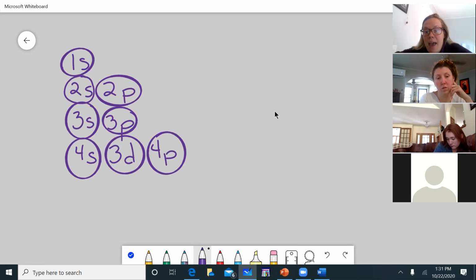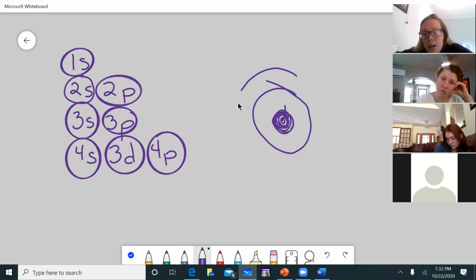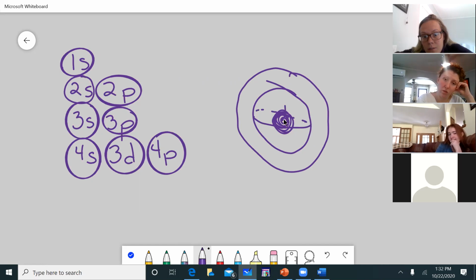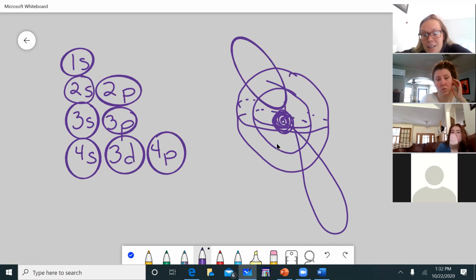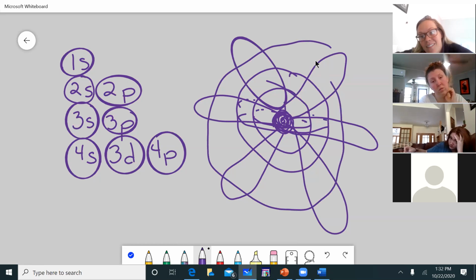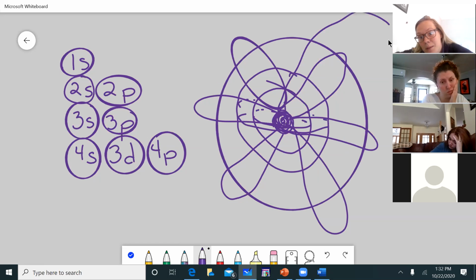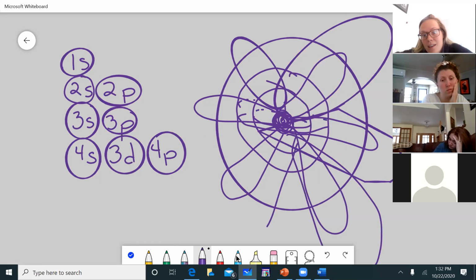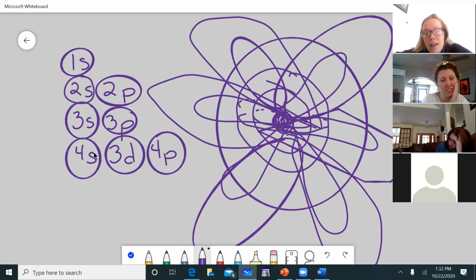So in the same atom, here is my nucleus. I'm going to fill an s. Then I'm going to fill a bigger s that goes around this. And this is 3-dimensional, so we've got a sphere shape here. Then I end up filling a 2p, which is like this, and that actually has 6 lobes. Then I fill a 3s. Then I fill a 3p, which is like this, but bigger. Then I fill the 4s.